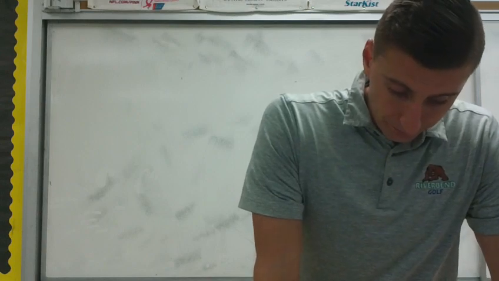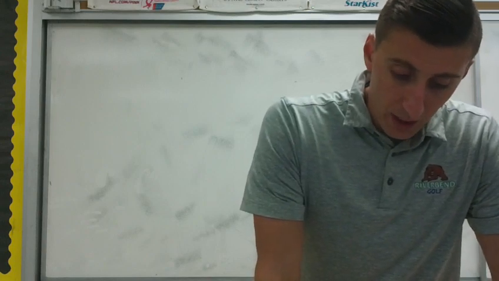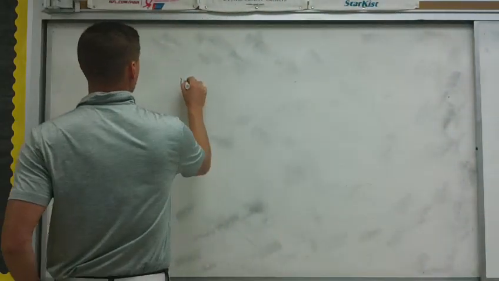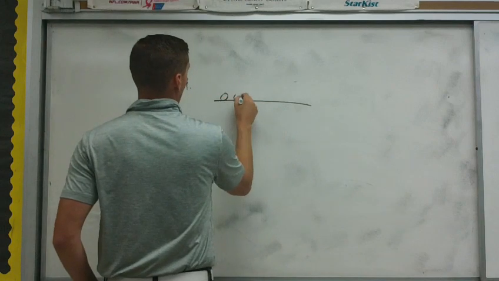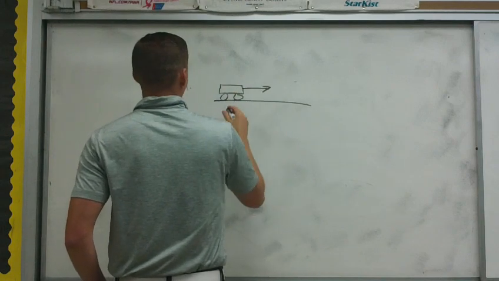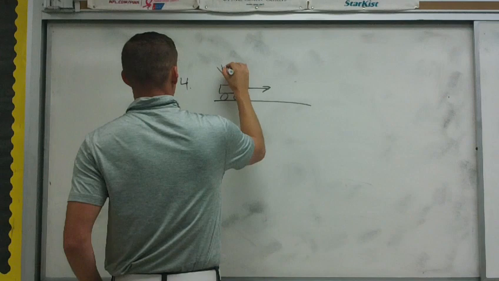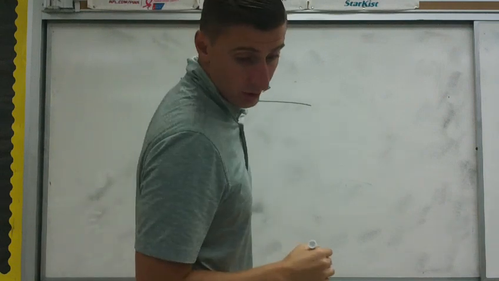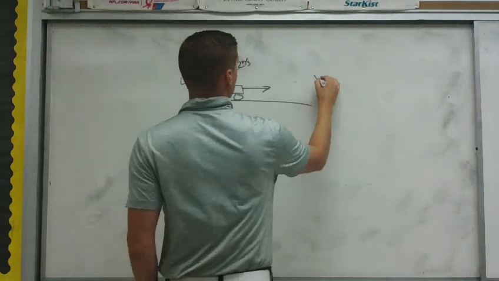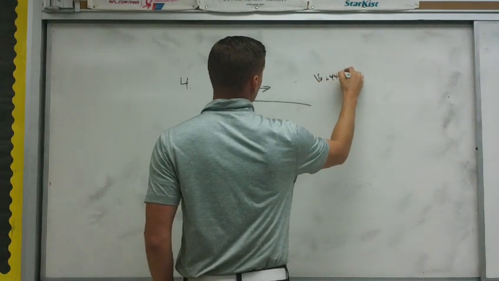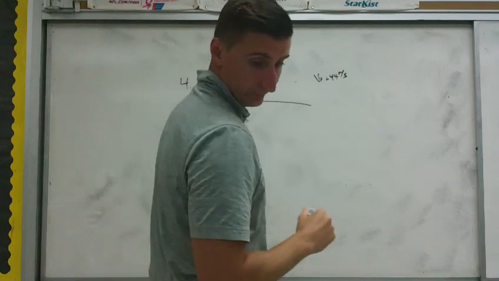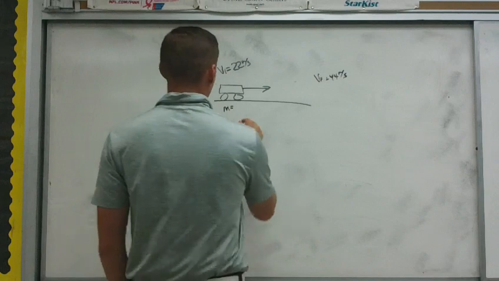All right, so now we're on number 4. I already read it. So what you're going to want to do in this one is take initially, you get a car speeding up. Its initial velocity is 22 meters per second. Its final velocity is 44 meters per second. It has a mass of 875.